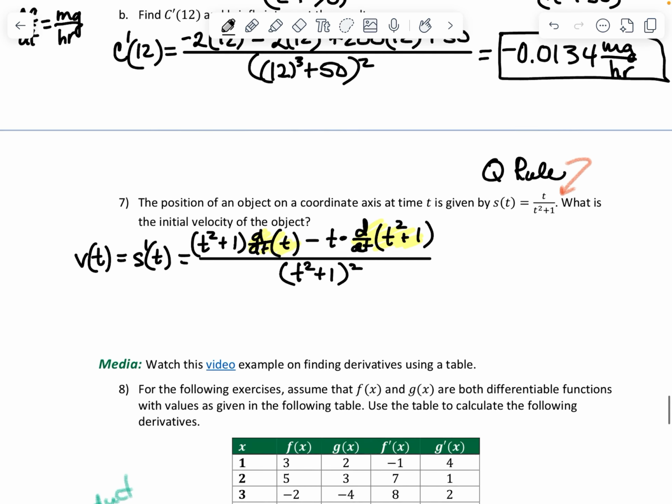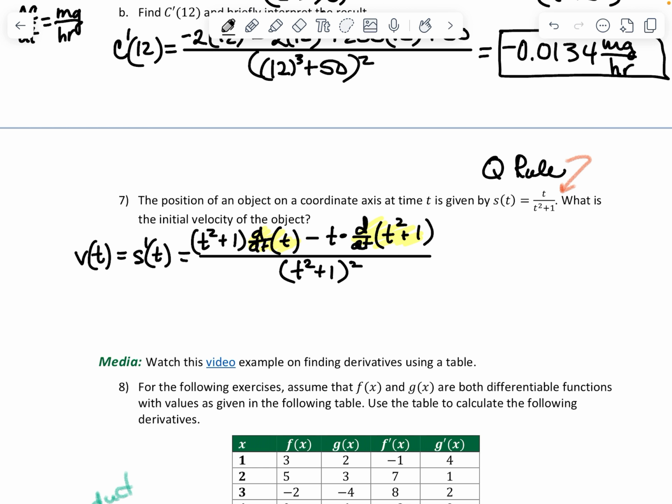The position of an object on a coordinate axis at a time t is given by s of t. So we're going to have to use the quotient rule with that. Actually, we could use the product rule if we use negative exponents, but I'm just going to go ahead and use the quotient rule. All right, so I have s prime, the velocity. It says the position of an object on a coordinate plane is given by s of t. What is the initial velocity of the object? So remember, initial velocity is at time t equals 0 as a standard.